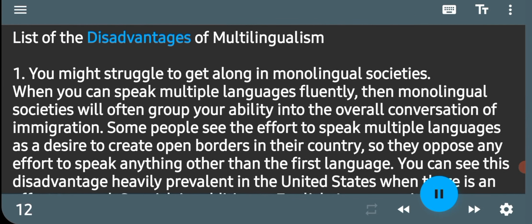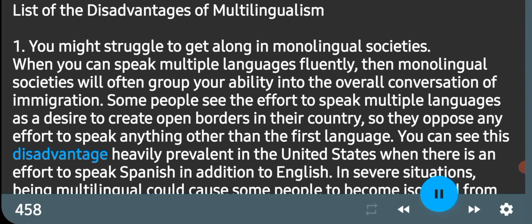List of the disadvantages of multilingualism. 1. You might struggle to get along in monolingual societies. When you can speak multiple languages fluently, then monolingual societies will often group your ability into the overall conversation of immigration. Some people see the effort to speak multiple languages as a desire to create open borders in their country, so they oppose any effort to speak anything other than the first language.